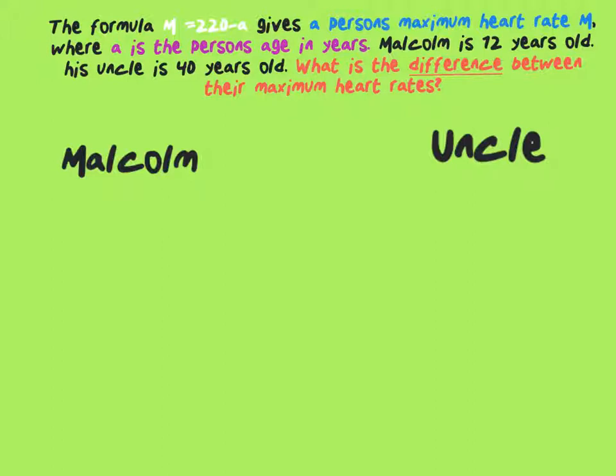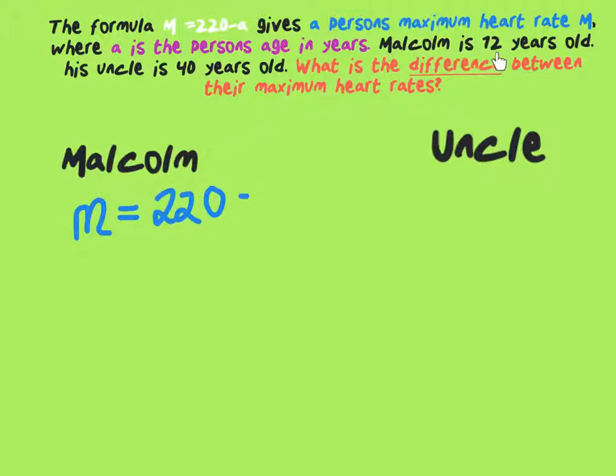Let's use our formula. We're looking for their maximum heart rate, and that's m, but we don't know that yet. So I'm just going to put m. That stands for their maximum heart rate. The 220 never changes. That's part of the formula. Now, what am I going to substitute for a? Remember what a stands for? a is the person's age in years. Malcolm is 12 years old. So what do you think we should put in for a if we're solving for Malcolm's maximum heart rate?